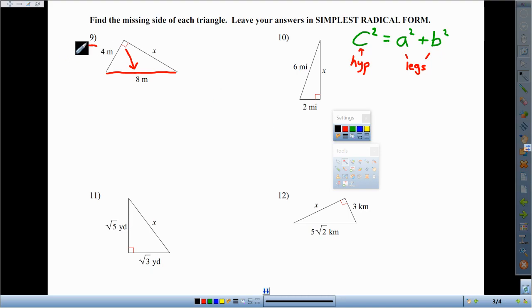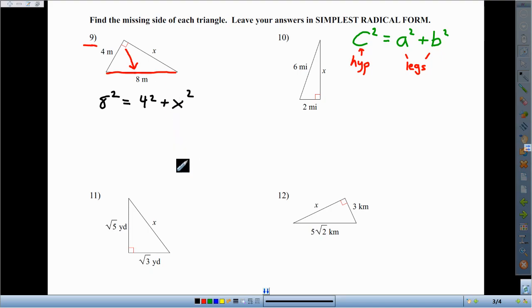So on this one, number 9, I have to plug in 8 for C. So that's where I'm going to start. A and B are just the other 2 sides. It doesn't matter which you plug in for which. I normally make the smaller one A and the next bigger leg B. Getting your numbers in the right spot is really important.